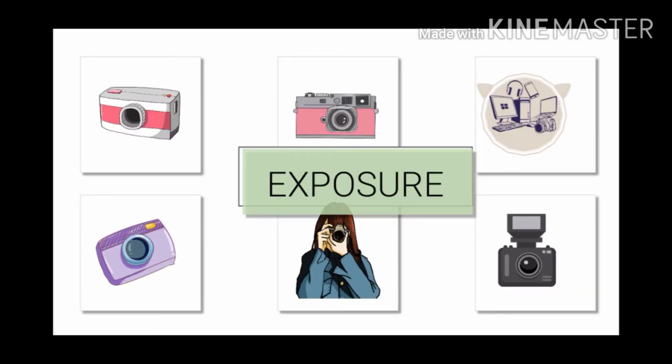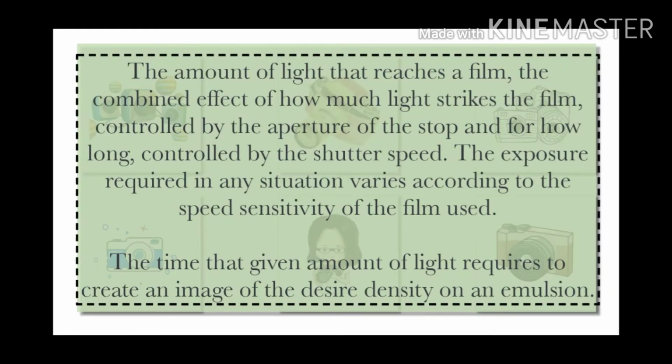First, let us define exposure. Exposure is the amount of light that reaches a film, the combined effect of how much light strikes the film, controlled by the aperture or f-stop and for how long, controlled by the shutter speed. The exposure required in any situation varies according to the speed sensitivity of the film used. The time that a given amount of light requires to create an image of the desired density on an emulsion.